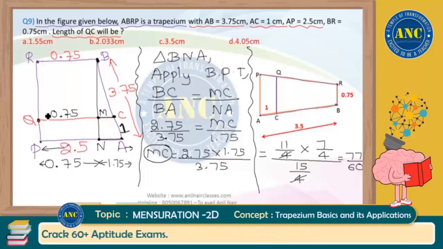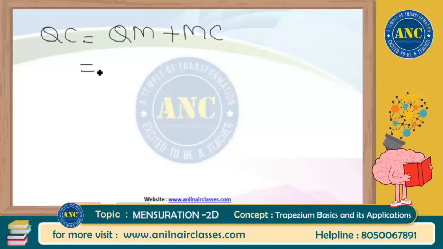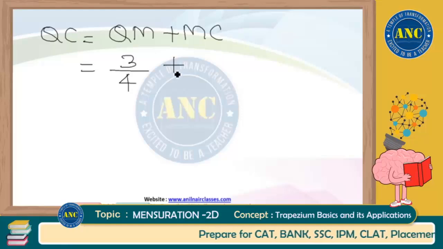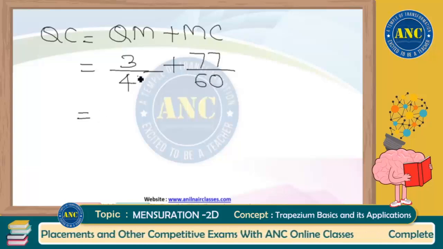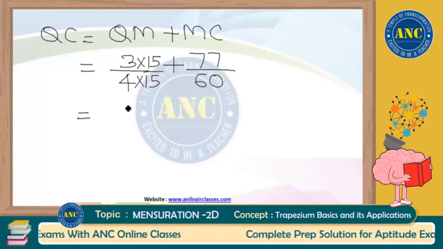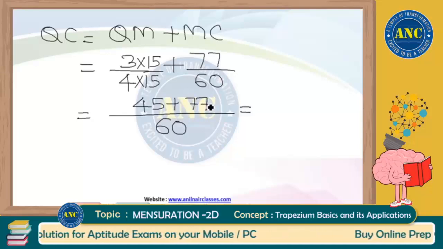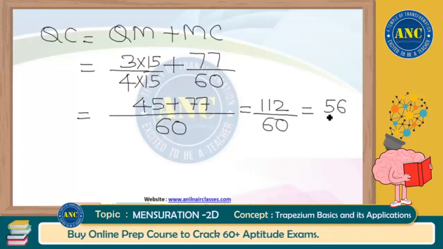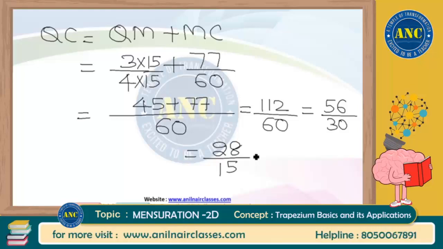Now I am actually interested in the total QC value. Total QC is QM plus MC. QM value is given in the question as 0.75, which is 3 by 4, plus the MC value, which we just calculated as 77 by 60. Now I want to make this denominator 4 into 60. Multiply by 15. That means total denominator is 60. 45 plus 77. 70 plus 40 is 110. It is 112 is what I am getting. 112 divided by 60 is 56 divided by 30, which can be further simplified as 28 divided by 15.